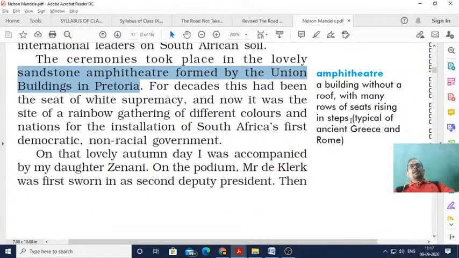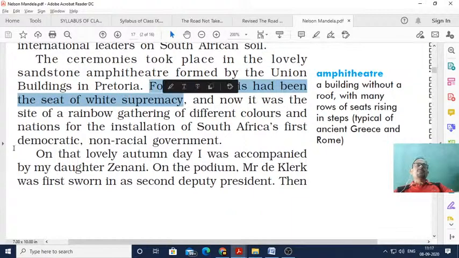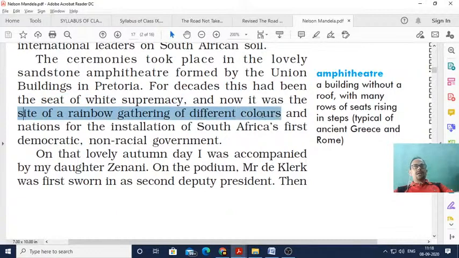So in this lovely sandstone amphitheatre, the inauguration ceremony took place, and it is situated in Pretoria. For decades this had been the seat of white supremacy. This amphitheatre was the seat of white government, and now it was the site of a rainbow gathering of different colors and nations for the installation of South Africa's first democratic non-racial government.